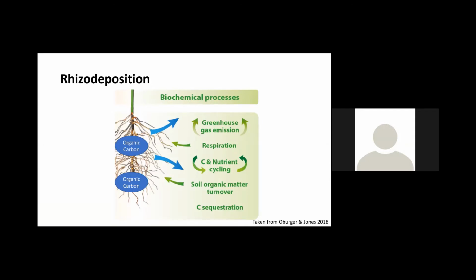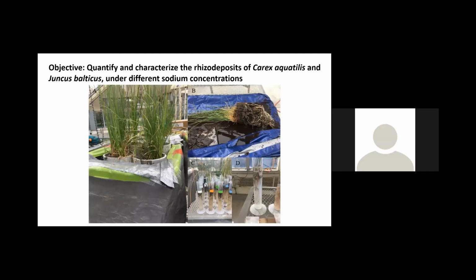Rhizodeposition is the release of all organic carbon from plant roots, but for my research, I focused on the dissolved fraction. Once these compounds enter the rhizosphere, they contribute to dissolved organic carbon, can be decomposed and contribute to greenhouse gas emissions, or potentially be sequestered. My objective was thus to quantify and characterize the rhizodeposits of Carex equatalis and Juncus balticus under different sodium concentrations.